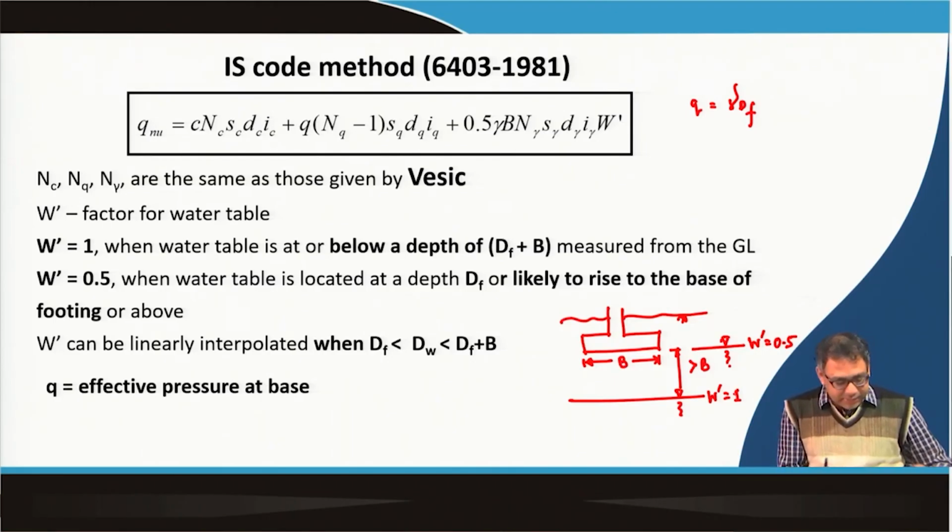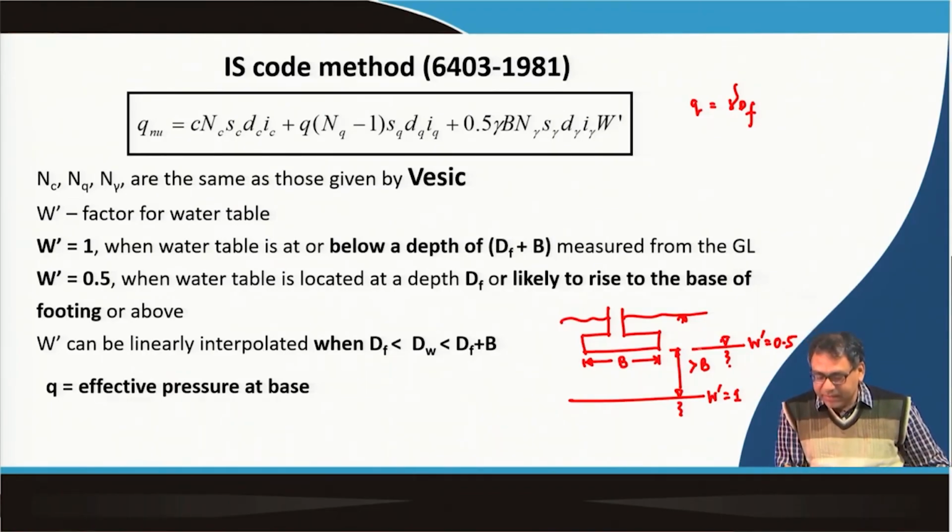Okay? And we can linearly interpolate the value of W dash in between the base and a distance of B below the base of the foundation. Q is the effective pressure at the base, and remember that when we use Q, definitely it is effective, because in the other case we incorporate the water table effect, here Q is given. So, W dash is applied at the third term, but in the second term also we have to apply the water table effect.